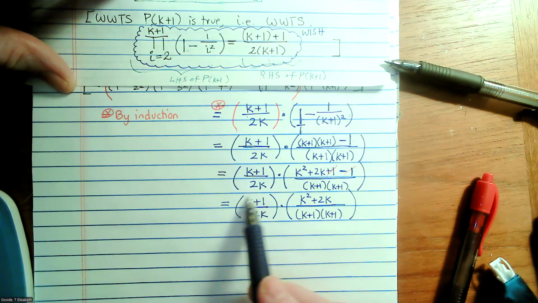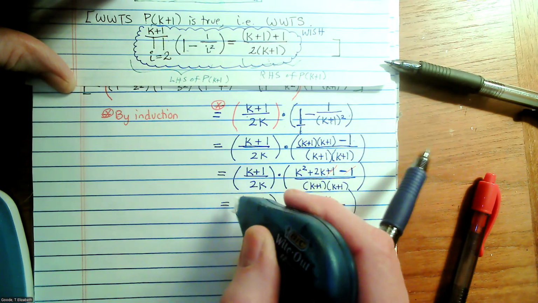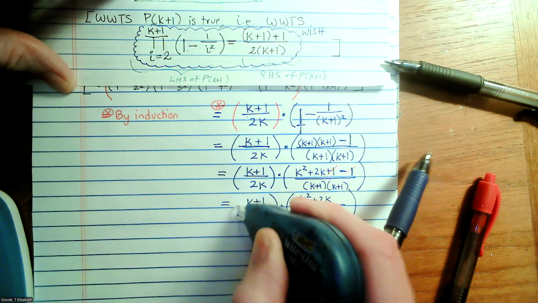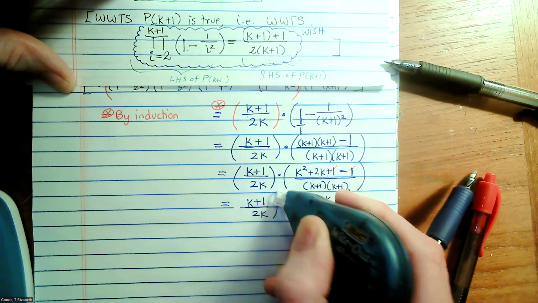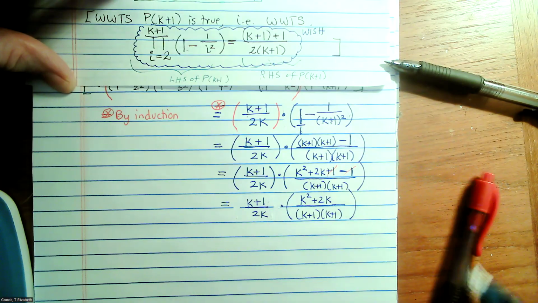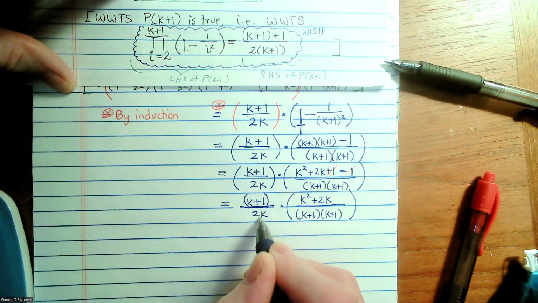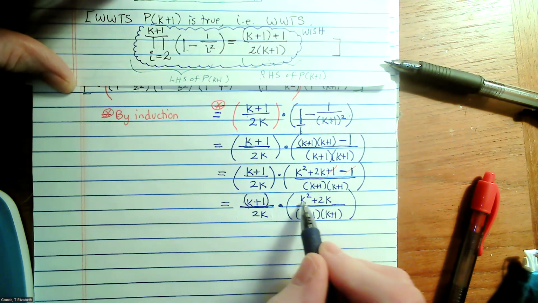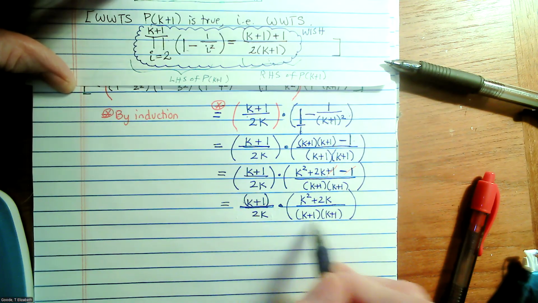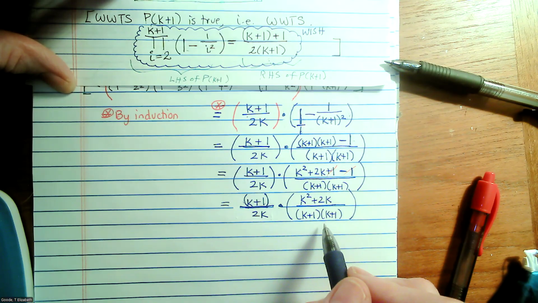This is a factor of k plus 1 here. Even though we're writing it inside all those parentheses, we really don't need those parentheses anymore. We could just write it as we've got k plus 1 on top over 2k, times k squared plus 2k over two copies of k plus 1. Do you agree? Yes. Well, guess what cancels?